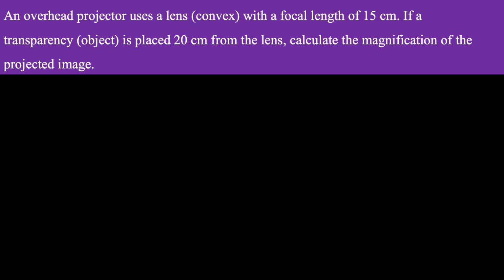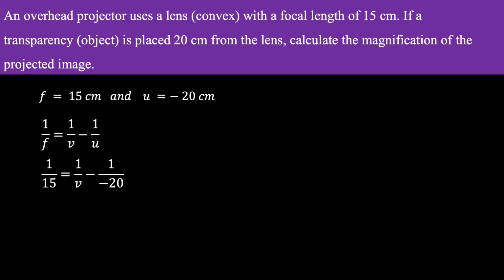Since it's a convex lens, focal length will be positive 15 centimeters. The object distance is always negative. So U is equal to minus 20 centimeters. Now to obtain the magnification, we need the value of V, the image distance, and that can be obtained using the lens formula. 1 by F equal to 1 by V minus 1 by U.